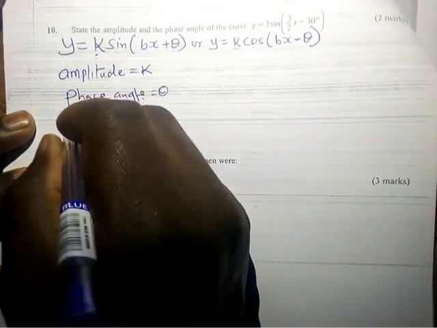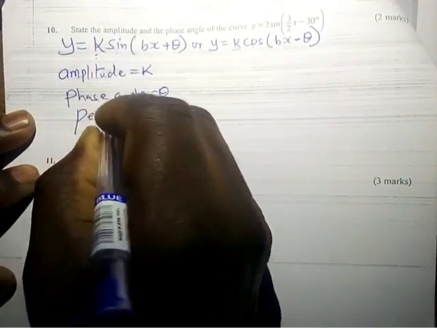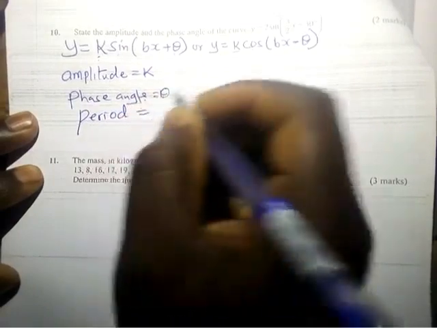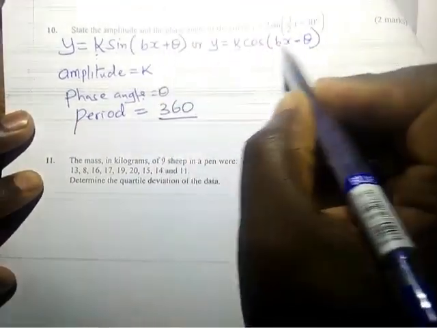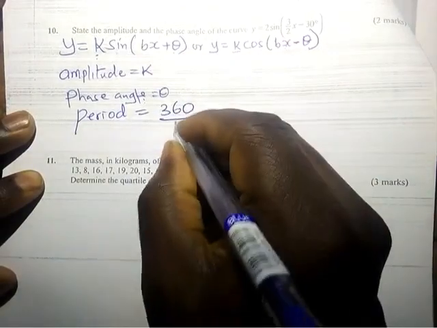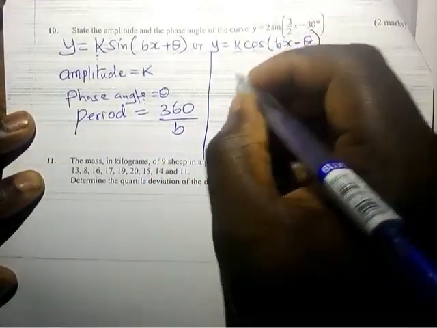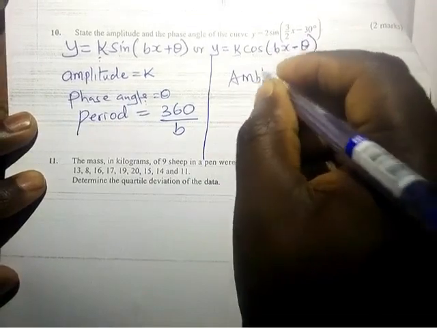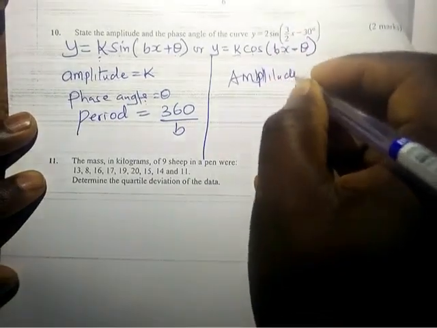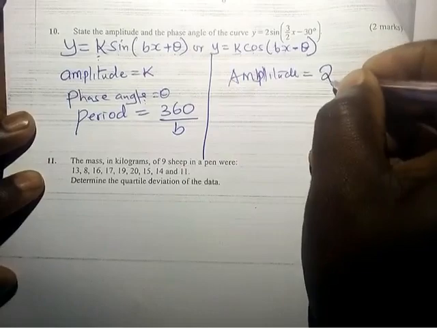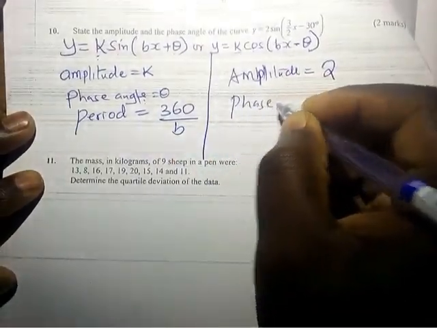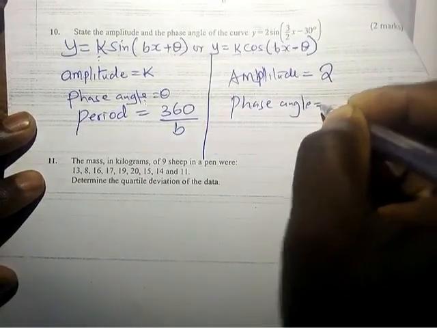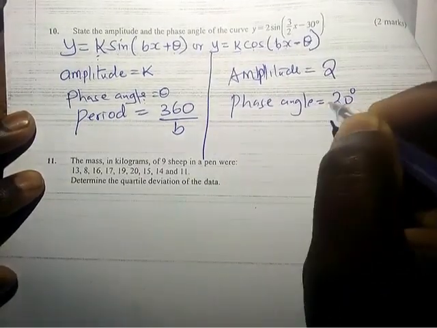And then finally the period is equal to 360 divided by the coefficient of x. The coefficient of x is b, so 360 divided by b. So here now, our amplitude is equal to, our phase angle is equal to 30 degrees.